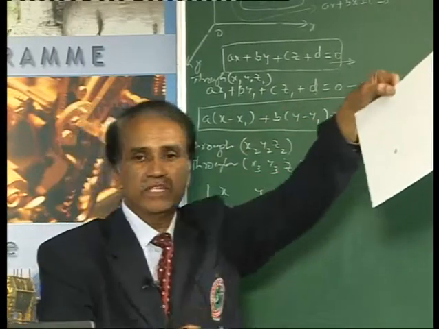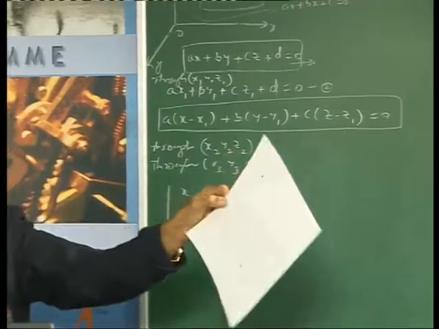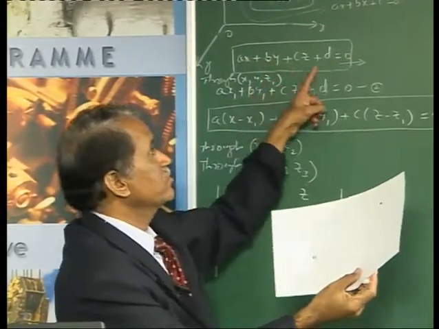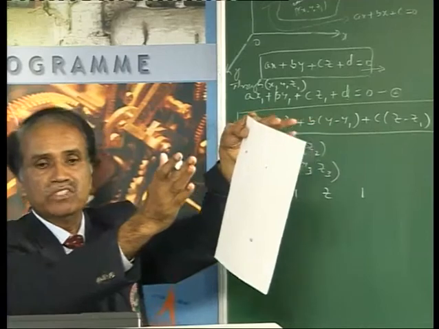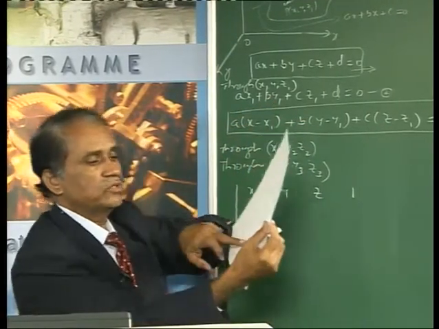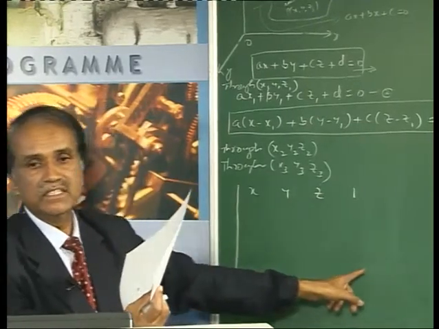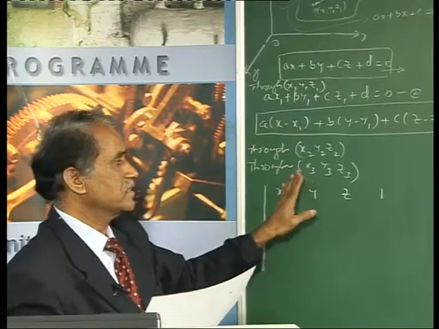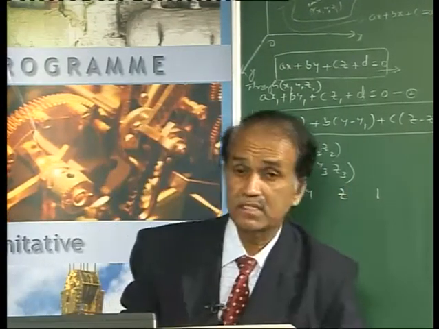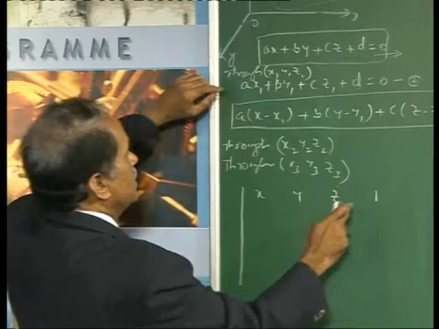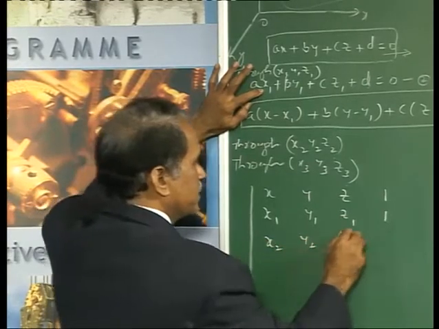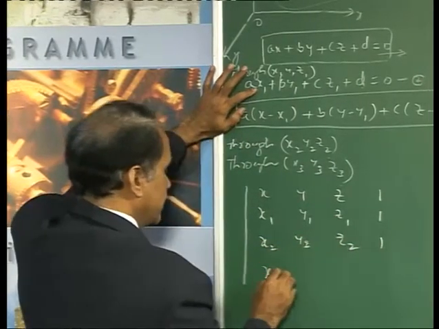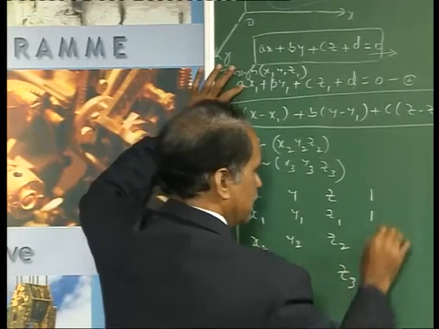For example, this white sheet I am holding in space is a plane. Its equation is ax plus by plus cz plus d equal to 0. This is fixed. If this plane passes through the first point x1, y1, z1, this is the equation. If it passes through x2, y2, z2, that is another equation, which I include directly in the determinant. And one more through a third point, x3, y3, z3. There are three points through which the plane passes. Therefore, the rows are: x, y, z, 1; then x1, y1, z1, 1; then x2, y2, z2, 1; and then x3, y3, z3, 1.